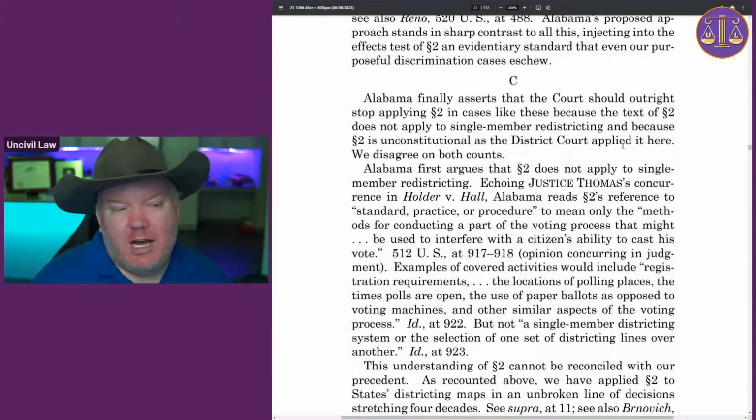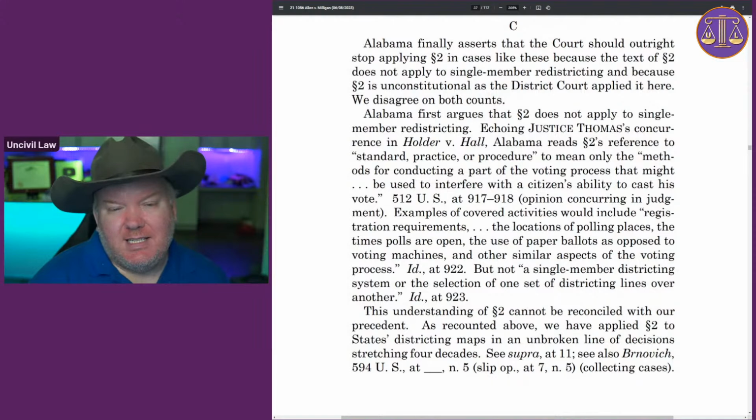Alabama finally asserts that the court should outright stop applying Section 2 in cases like this because the text of Section 2 does not apply to single member redistricting and because Section 2 is unconstitutional. What? We disagree. Alabama first argued Section 2 does not apply to single member redistricting. Echoing Justice Thomas's concurrence in Holder, Alabama reads Section 2's reference to standard, practice, or procedure to mean only methods for conducting a part of the voting process that might be used to interfere with the citizen's ability to cast the vote. Examples of covered activity include registration requirements, the locations of polling places, the time the polls are open, the use of paper ballots as opposed to voting machines, and similar aspects, but not a single member districting system or selection of one line over another.